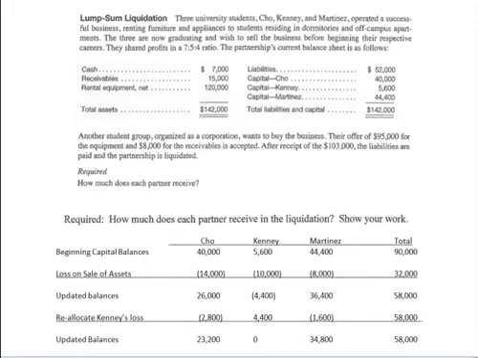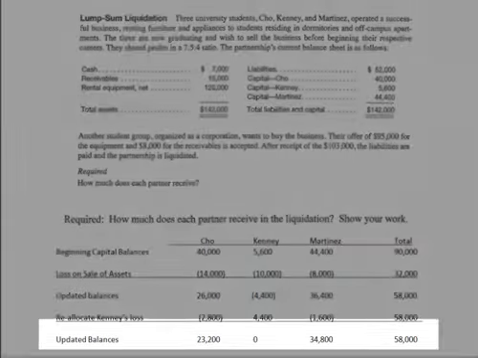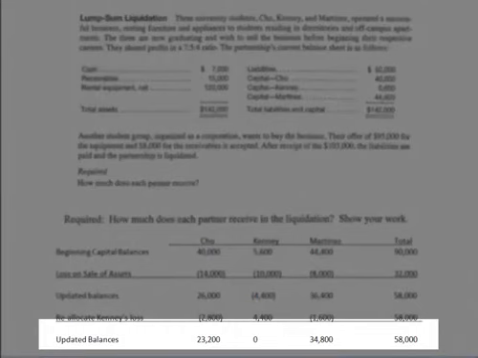So the updated balance tells us that Cho in the liquidation, after we sell the receivables and the equipment, after we pay off the $52,000 of liabilities, there will be $58,000 cash left. Cho will get $23,200 of it. Kenny will get nothing, but also Kenny will get a request to put $4,400 in. Not only does he get nothing in the liquidation, he's going to be asked to contribute additional assets. And Martinez will get $34,800.